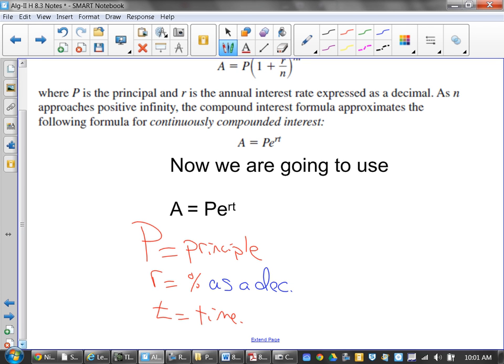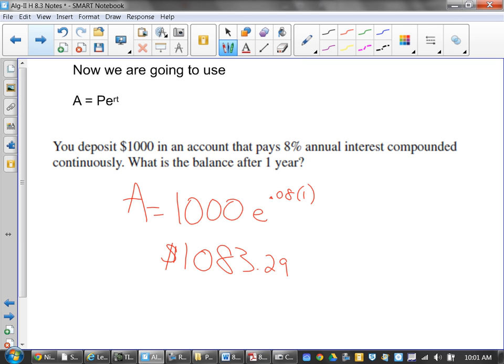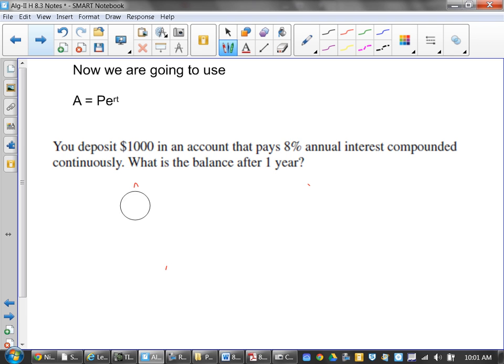You'll see how easy these are to work with. If you had no problem with the stuff from yesterday, these are even easier. Let me show you an example. Oh, I forgot to erase that.